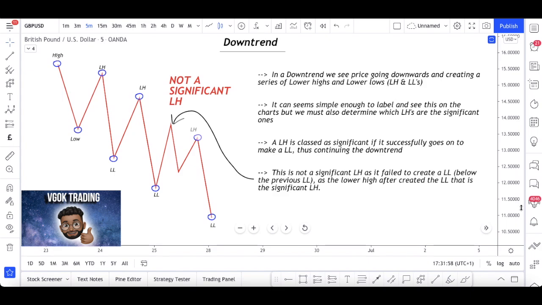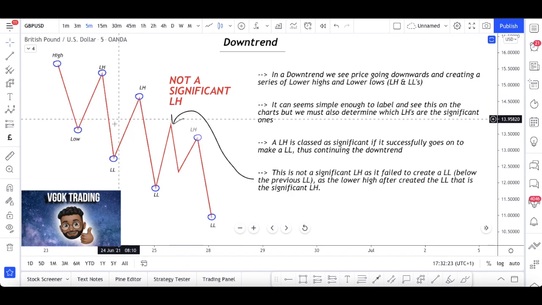Now, what we've got here is obviously the same thing, but just the other way around. It's been flipped, and this is what's known as a downtrend. In a downtrend, we can see price going downwards and creating a series of lower highs and lower lows. So we start from the high point. The impulsive move is a downwards move, so it goes from high to low. We then have the retracement of that, creating the first lower high, and then it goes on to create the next lower low, starting off that downtrend.